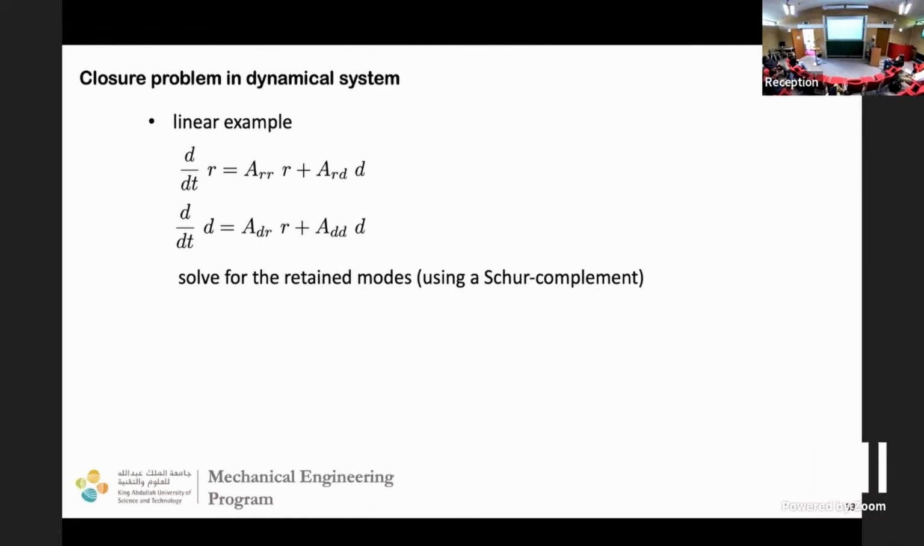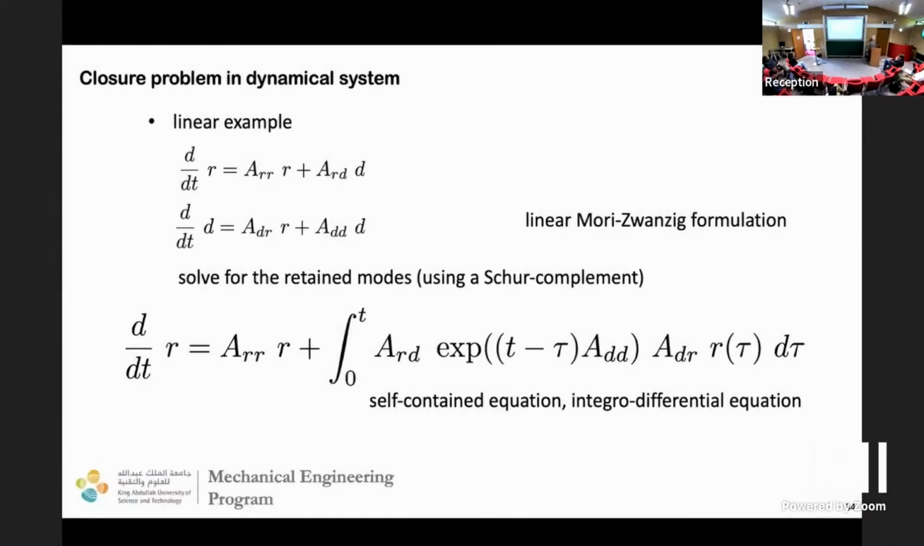Now you can actually solve that one using a Schur complement. And the solution to this one is actually this equation here. And it's a self-contained equation. That means it only depends on R. So the D is totally gone. We solved this one, in a sense. The solution is right here, very costly. We solved the second equation and stuck it back into the first equation. And now everything is in terms of R.